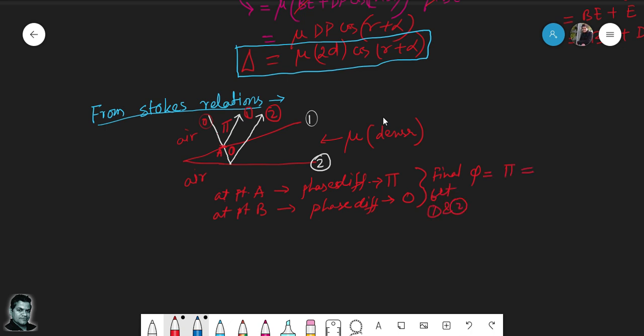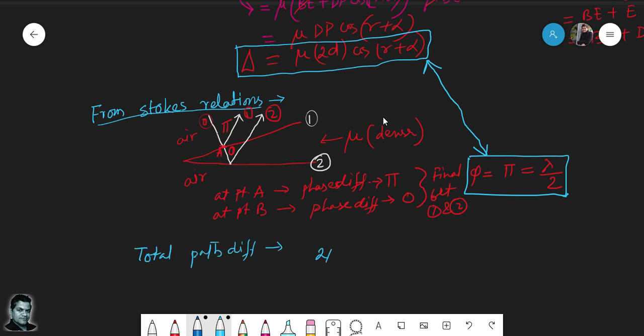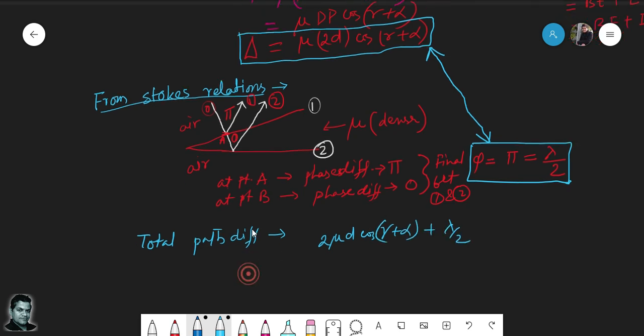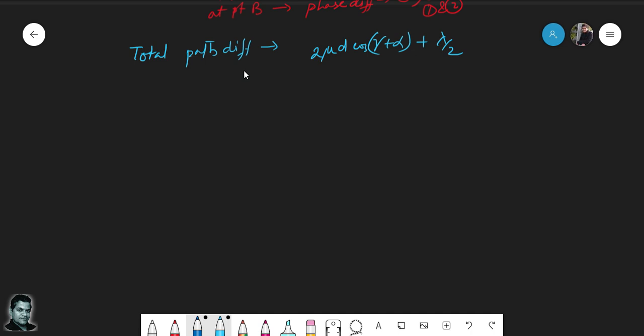So this phase difference is nothing but equal to a path difference of lambda by 2. So now what we are saying is that between ray 1 and 2, there is a path difference of 2 mu d cos(r + alpha) and lambda by 2. So the total path difference is 2 mu d cos(r + alpha) + lambda by 2. So this is the path difference between the two reflected rays.